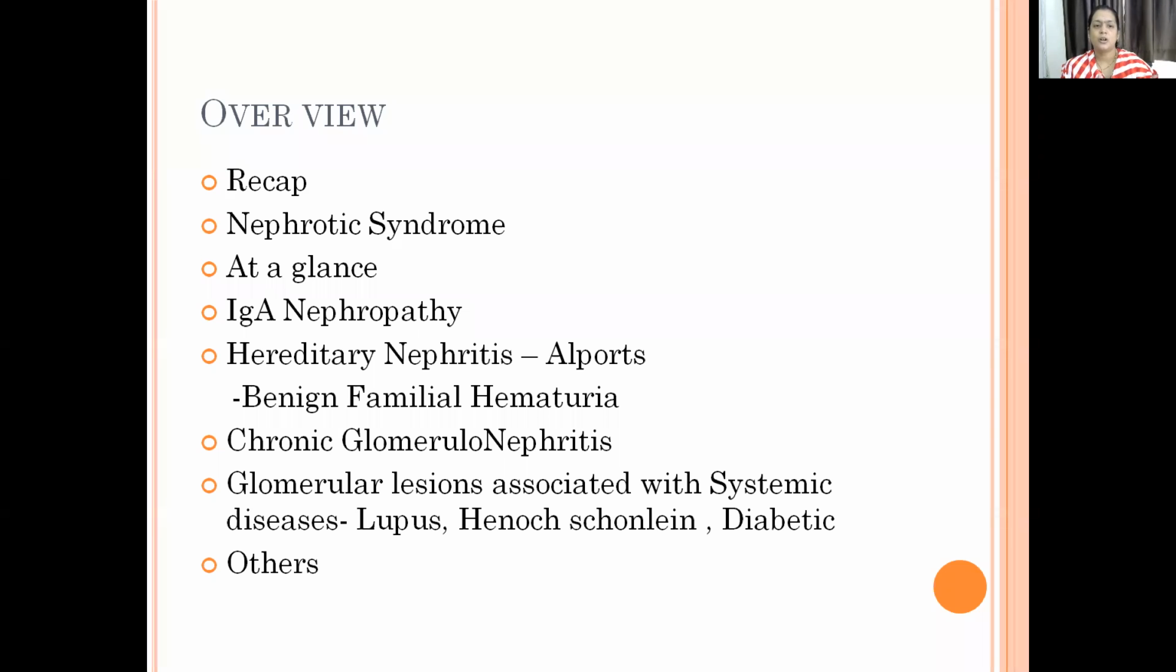That is a recap of what I have taught yesterday, and then what is a nephrotic syndrome at a glance, of all the nephritic and nephrotic syndromes, and IgA nephropathy in detail, hereditary nephritis, including Alport's and benign familial hematuria, which includes the thin basement membrane lesion, chronic glomerulonephritis, glomerular lesions associated with systemic diseases, that is lupus, Henoch-Schönlein purpura, diabetic nephropathy, and also amyloid and essential cryoglobulinemia, which will cause nephrotic syndrome.